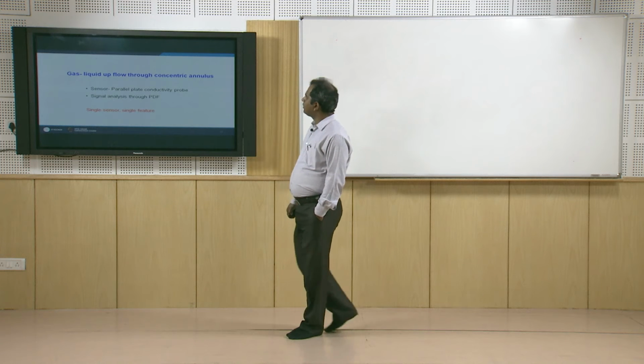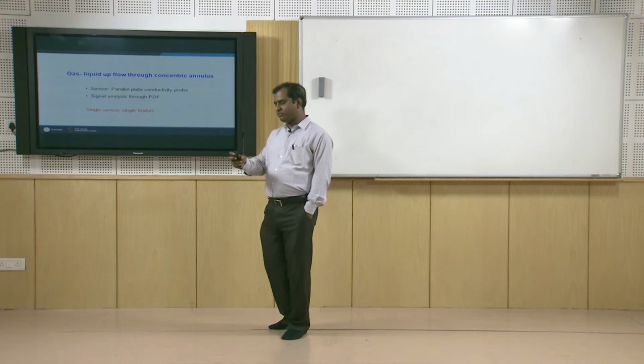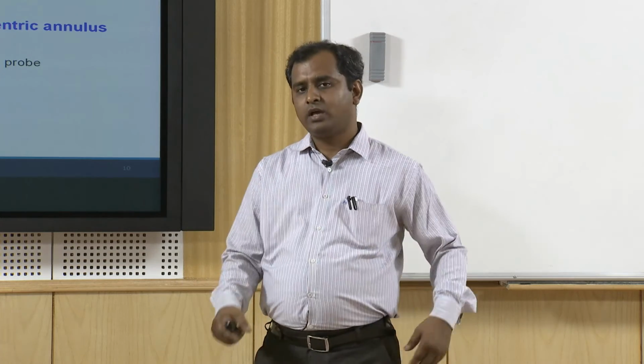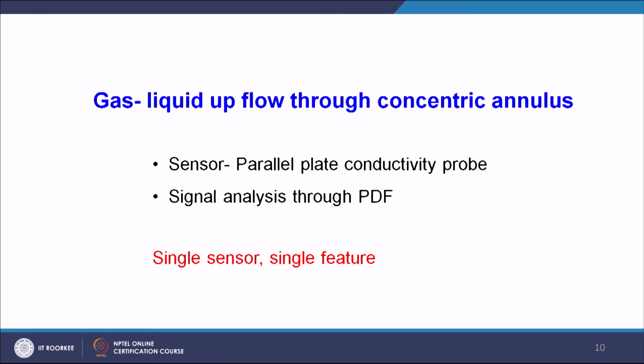So, the first example we will be taking is a gas liquid upflow through a concentric annulus. Let us say you have an annulus section where gas and liquid are flowing in the upward direction. It is not a pipe, it is actually an annular section. Inside a pipe you have a solid concentric tube, so the gas and liquid can only flow in the annular region. In this experiment we have used a parallel plate electrical conductivity probe as the sensor, and for characteristics analysis we have gone for signal analysis through PDF. So, this is typically a single sensor, single feature application.